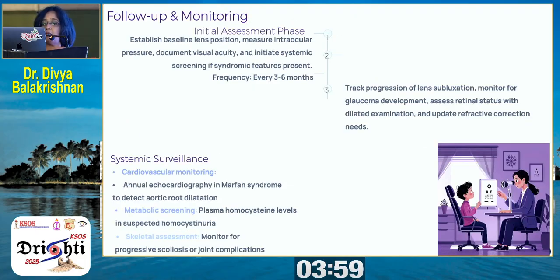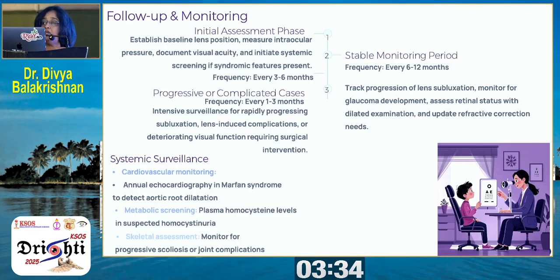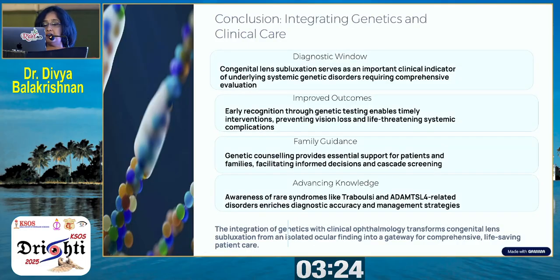So how do you follow up and monitor this? When you see these kids at the initial assessment, you record a baseline visual acuity, lens position, intraocular pressure, and systemic screening. And you repeat it every 3 to 6 months. If everything is stable for a period of 6 to 12 months, then you reduce the frequency of the follow-up. Every visit you have to track the progression of the lens subluxation, intraocular pressure, and the refractive error. If it is progressing very fast, you need to see them every 1 to 3 months, and then decide when to plan for the intervention, along with the systemic surveillance.